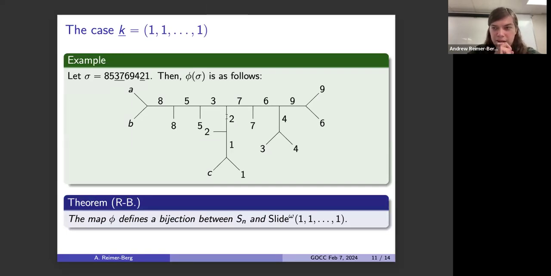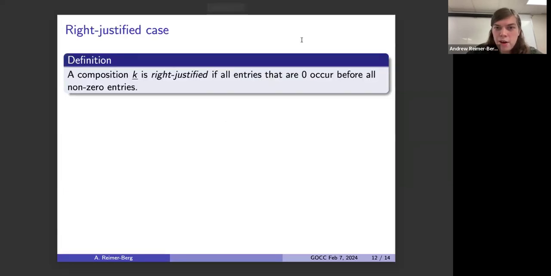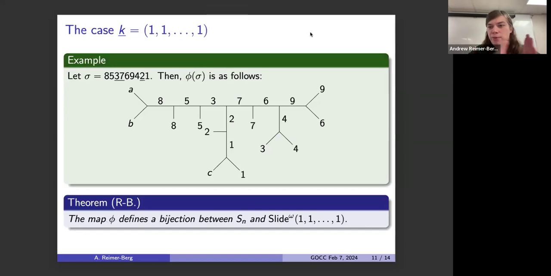And actually, the most tricky part of all of this was just showing that the map I've written here is well defined. So if it's not clear why that actually gives us a slide tree, that's a good question. It is quite complicated. Okay, and so this case where k is all ones, that's one case down. There's one other case that isn't interesting. If our composition is 0, 0, 0, 0, 0, 0, 0, n, then all of the sets in question are size 1. Bijections between singleton sets is really easy. That's another case. But all the other cases in between can get a lot more complicated.